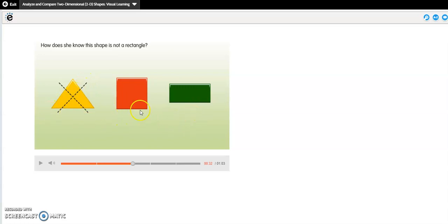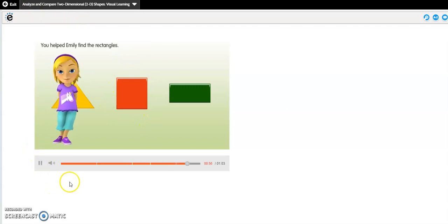Let's look at the other 2 shapes. Which shape is a rectangle? Are all the sides of a rectangle the same length? Or are only 2 sides the same length and the other 2 sides are the same length as each other? Meaning there are 2 long sides and 2 short sides. What do you think? That's right. The green shape is a rectangle, while the red shape is a square. You helped Emily find the rectangles.